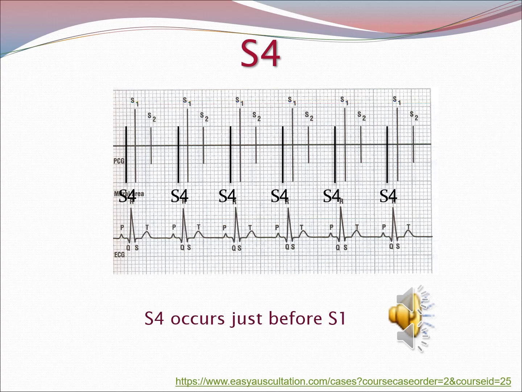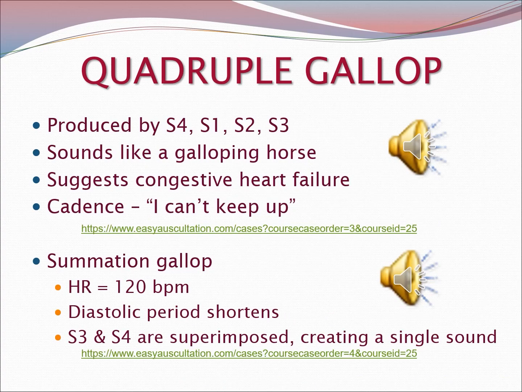A quadruple gallop is produced by all four heart sounds, S4, S1, S2, and S3. It literally sounds like a galloping horse. It suggests congestive heart failure, and the cadence is, "I can't keep up." The summation gallop is a heart rate of 120 beats per minute or more. The diastolic period shortens, and the S3 and S4 are superimposed, creating a single sound.